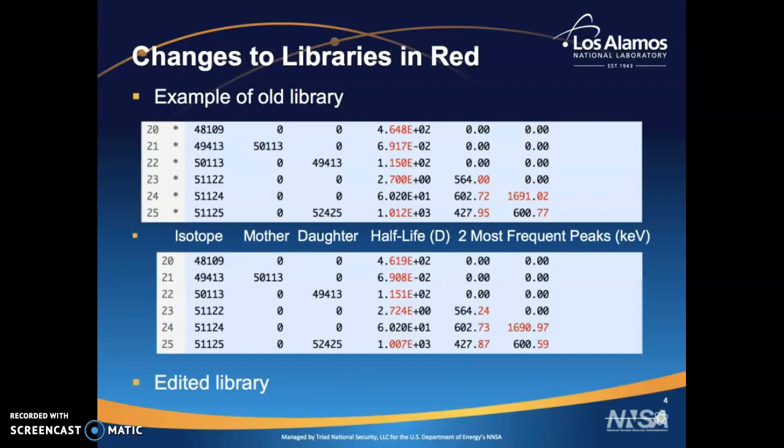The libraries are made up of two parts. The first part shows a list of around 80 isotopes in order of increasing mass, a section of which is shown here. The first column is isotope cadmium 109 to antimony 125. The next two columns are its mother-daughter relations, if there are any, then the half-life in days and primary peaks in keV. Shown here is the before and after with edits colored red. As you can see, the magnitude of the changes are usually not big.